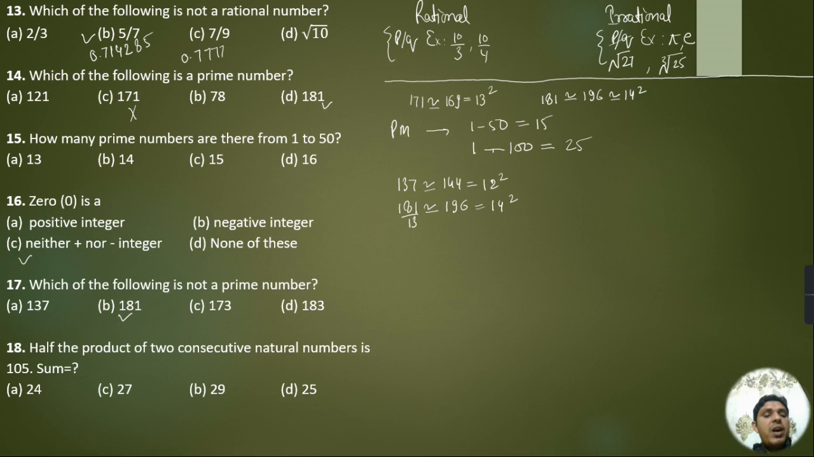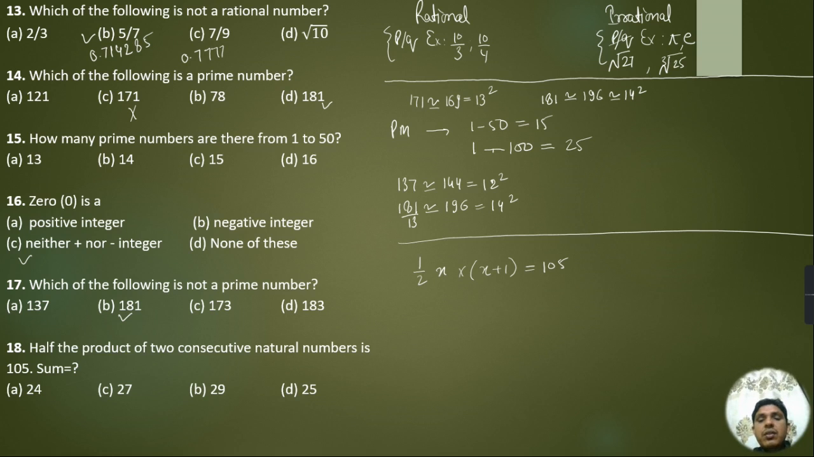Next question we have: half the product of two consecutive natural numbers is 105. The sum is? So students, the question is like half the product of two consecutive numbers. Let us suppose the first number is x and the second number is x plus 1. Half the product of the two numbers is 105. Then the sum is, right?